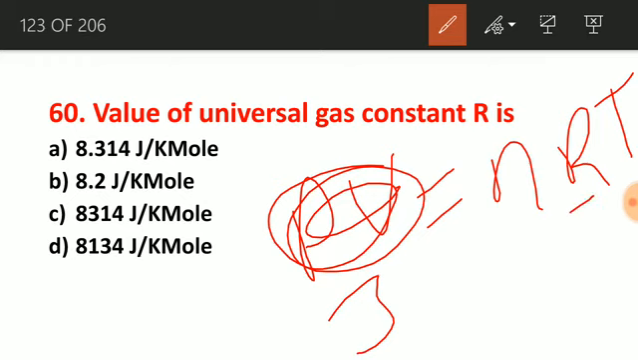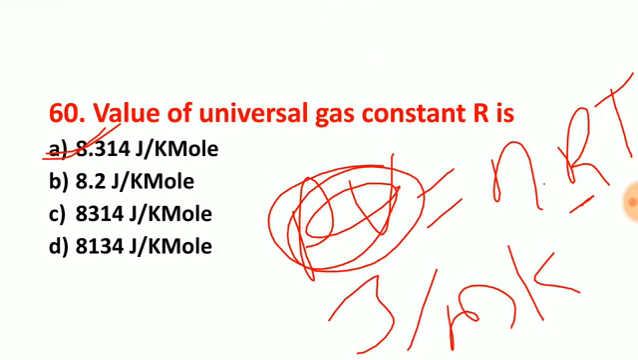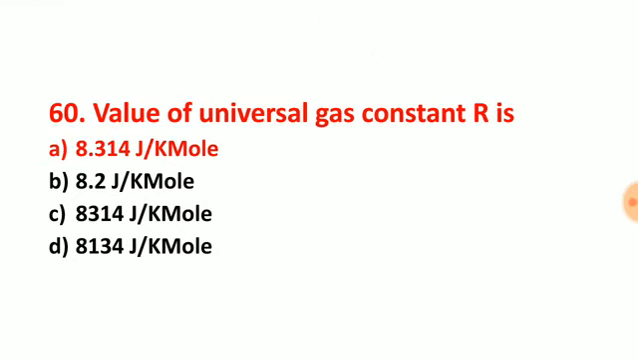We need to find the unit of R. n is always measured in mole and T in Kelvin. Joule, mole, Kelvin. That is in option choice A: joule per Kelvin mole. So 8.314 is also there. So the right answer for this question is option choice A. In option choice C it is 8314, it's not 8.314. So option choice A is the correct answer for question number 60. We need to take care of the unit as well as the magnitude.